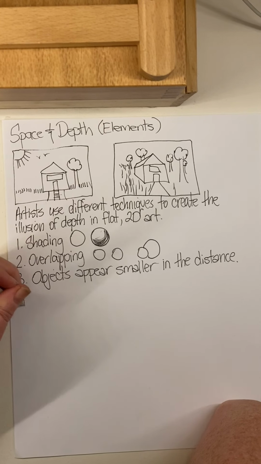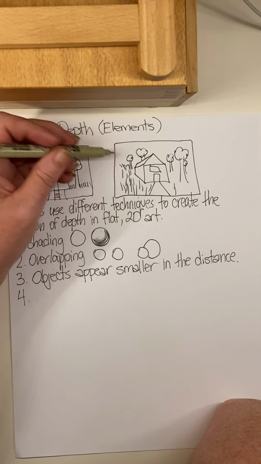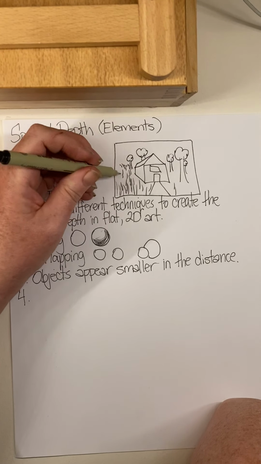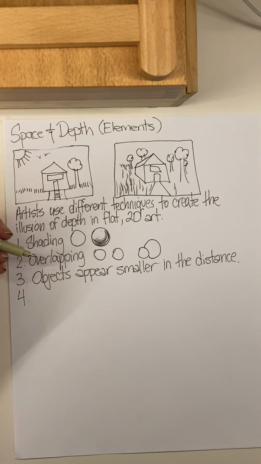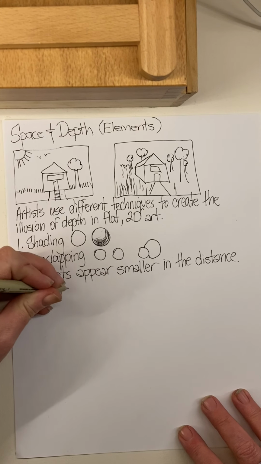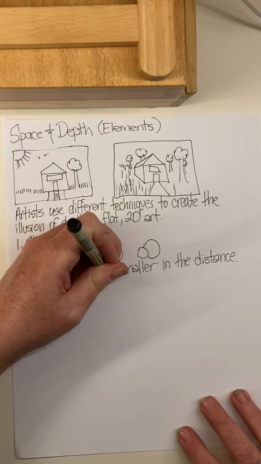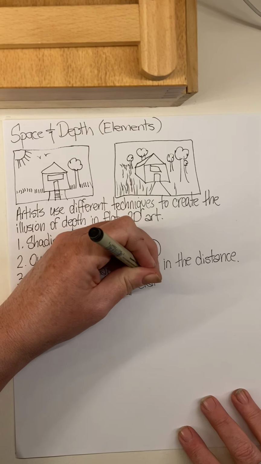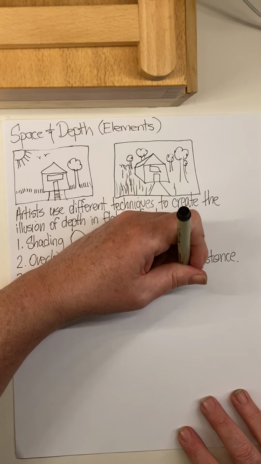So that happens. The other thing that would occur is when you're thinking about something like the grass at the front, you would be able to see every individual piece. But as it gets farther away, it's just going to be a big blur, right? We aren't going to be able to see any texture. So objects appear less detailed. Instead of writing in the distance again, I'm just going to write farther away.